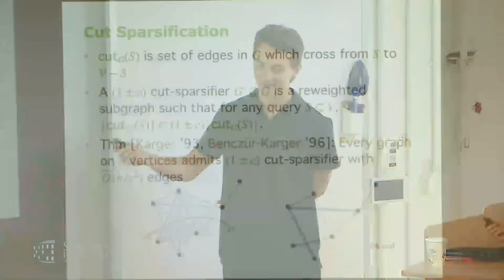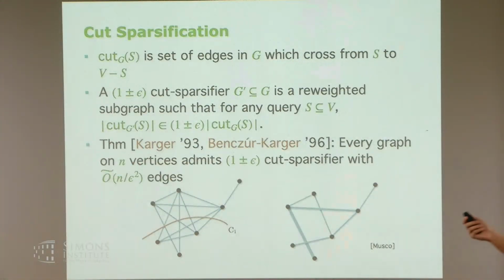So the starting point, again, will be the same as what we saw: the cut sparsification of graphs. The way this works is you're given a graph G with vertices V and edges E, and we'll be looking at cuts corresponding to subsets S of the vertices. For some subset S, the set of cut edges will be exactly those edges in G with one endpoint in S and one endpoint in V minus S. So they're basically just the edges crossing the cut.